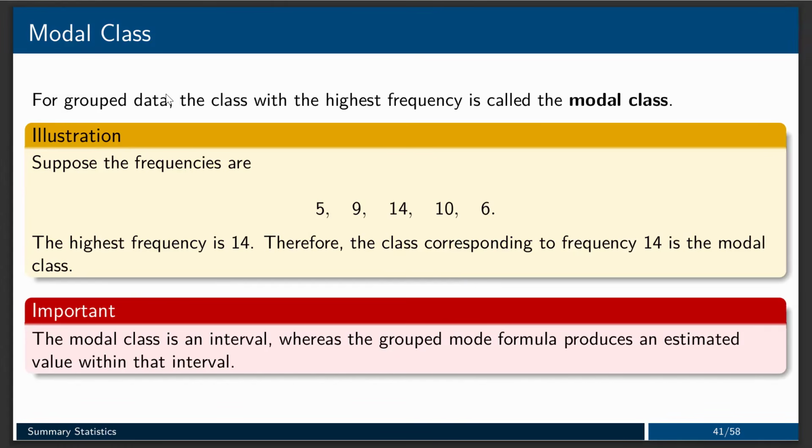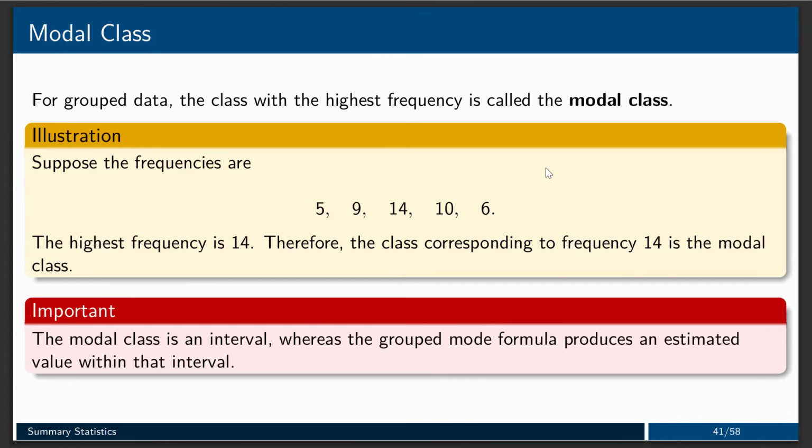So for group data, the class with the highest frequency is called the modal class. You can find the modal class by just looking at the frequency. But to find the modal estimate, you will have to use a formula.